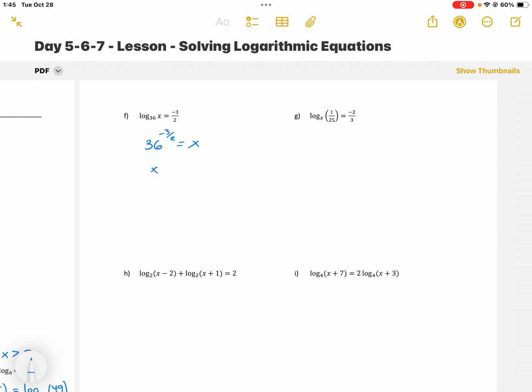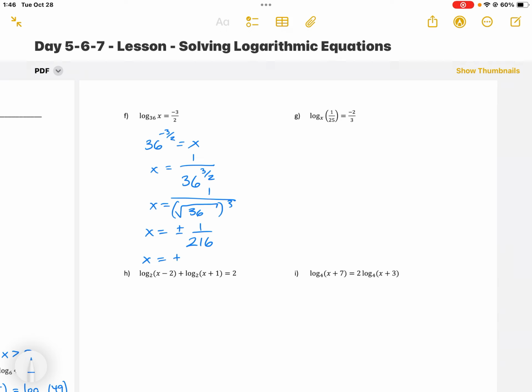And then I'm going to evaluate. So this says that x is equal to 1 over 36 to the 3 halves. And then I can take the square root of 36 and cube it, and then I have 1 over. I'm going to go back up to the beginning before I evaluate. Normally, if I took the square root of 36, I would get plus or minus. So I can say that this would be plus or minus 1 over 216.